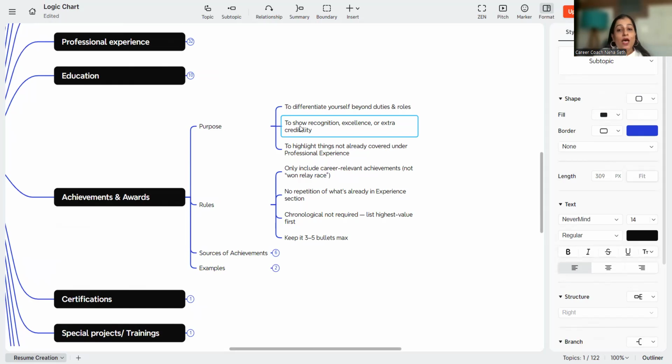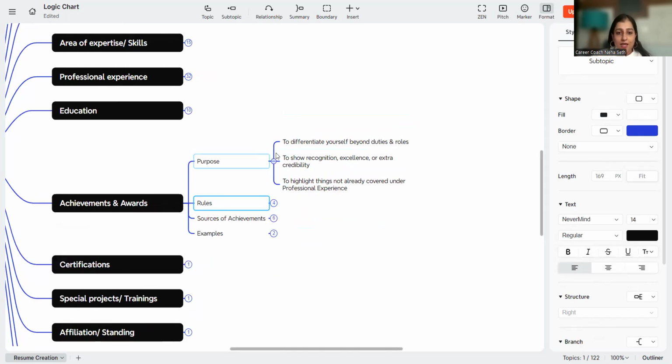Okay, so I want only career relevant achievements, to highlight things not already covered in the professional experience. So here in this section, you have to mention your recognition, which is not mentioned anywhere else in your resume. So do not repeat what is already in the experience section. Many a times people repeat that, but do not repeat that. And there is no chronological order required in this. You can list the highest value one at the first, and keep it 3 to 5 bullets, and do not make an essay again here.